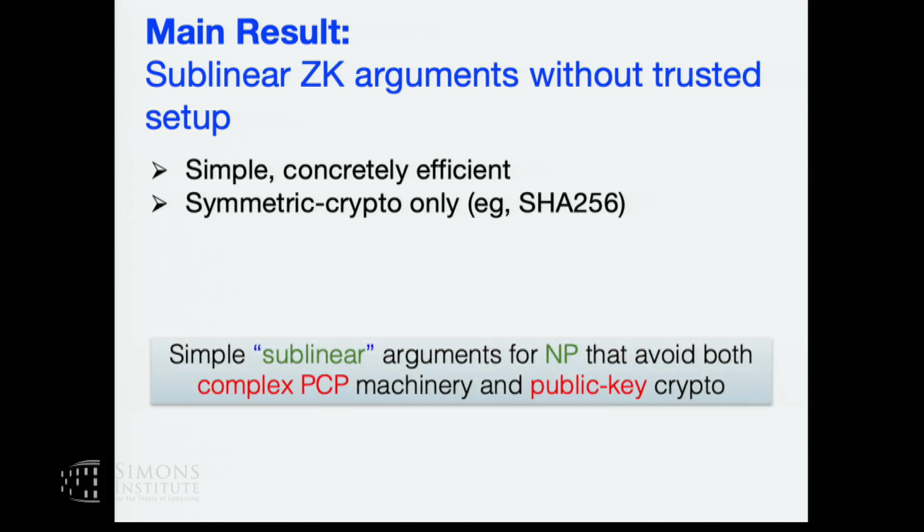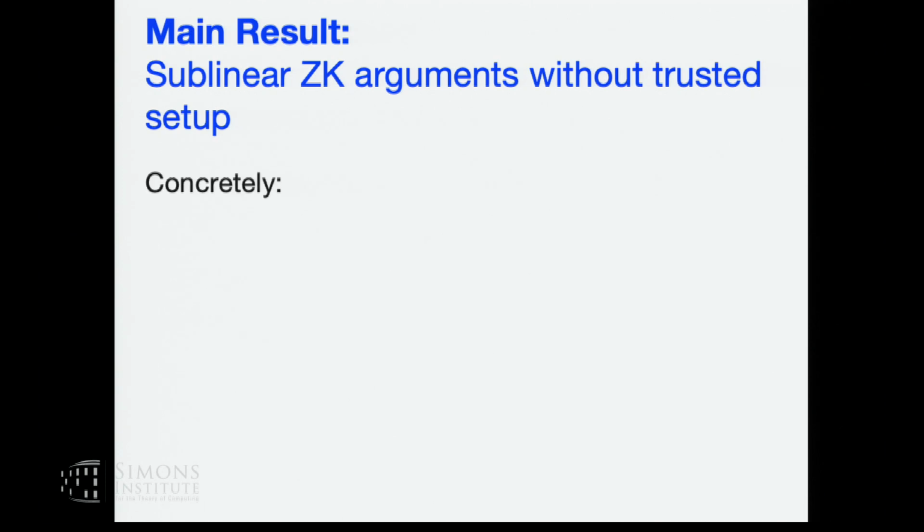So at the time this was published, we were the first to achieve all these categories in zero-knowledge systems. It was sublinear for NP, did not require complex PCP machinery, as I will demonstrate, and relied only on symmetric key crypto. And it was also something that we implemented. We showed actually this is concretely efficient in practice.